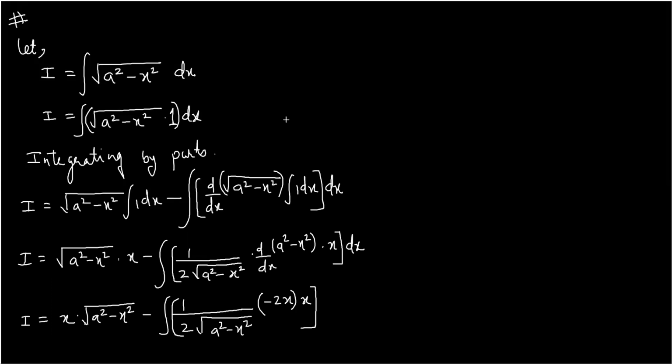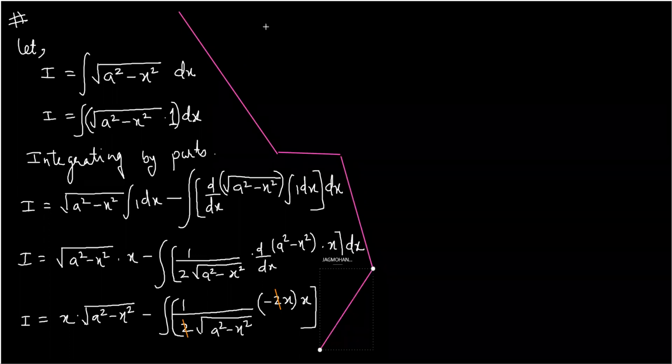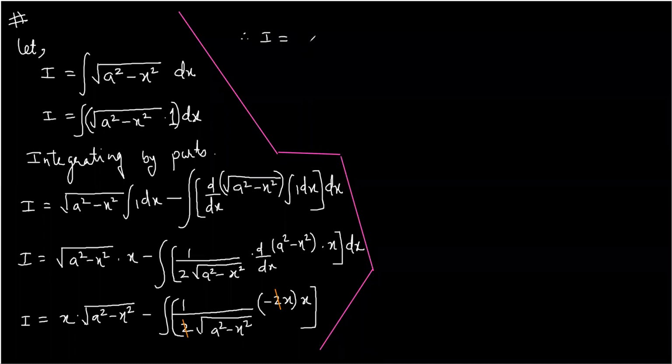What's the next step? The next step is that this 2 and this 2 cancel. You cancel these two, so then the next step I write is, therefore I equals x multiplied to square root of a square minus x square minus, see, it is negative of x square.